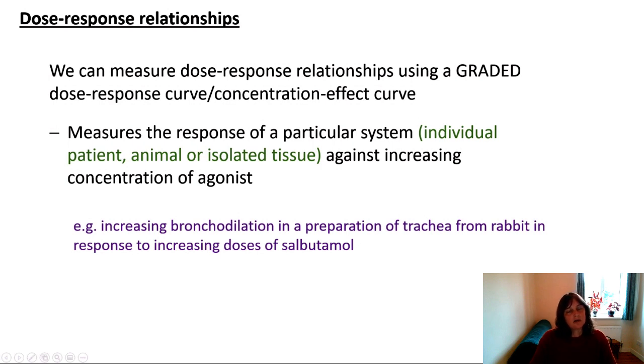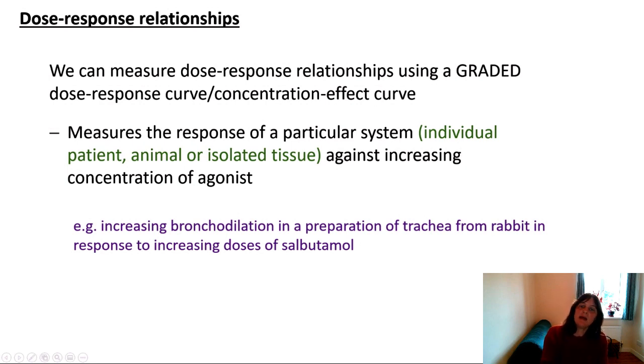So we can measure these dose-response relationships using what's called a graded dose-response curve, or sometimes called a concentration effect curve. There is another type of dose-response curve called a quantile one, which we'll not look at today. Now, a graded dose-response curve measures the response of a particular system. So that might be an individual patient, it could be an individual mouse or monkey, it might be an isolated piece of tissue. So it measures the response of that system against increasing concentrations of your agonist.